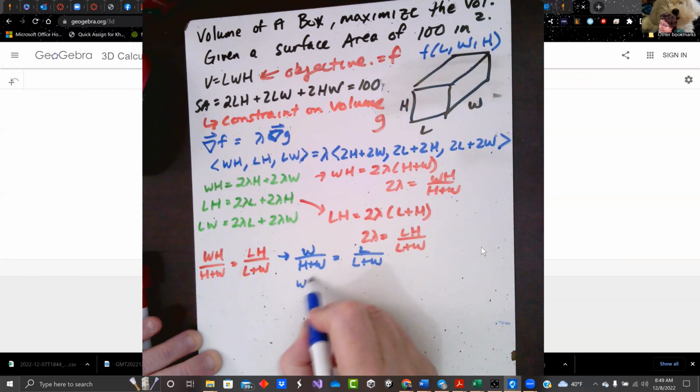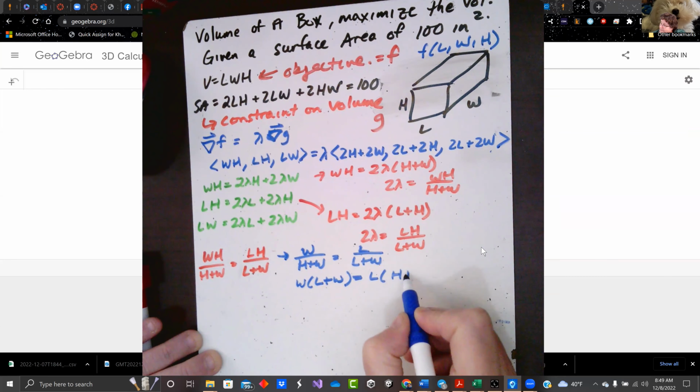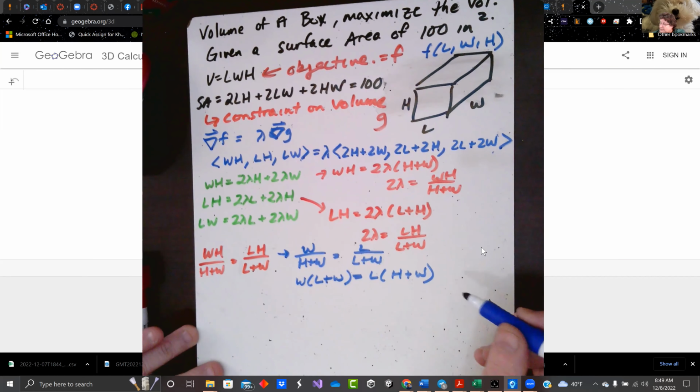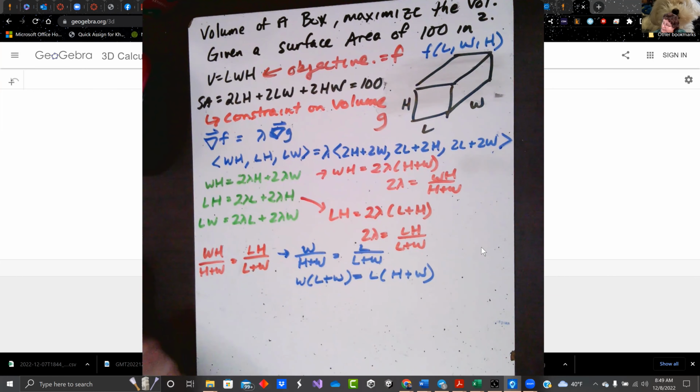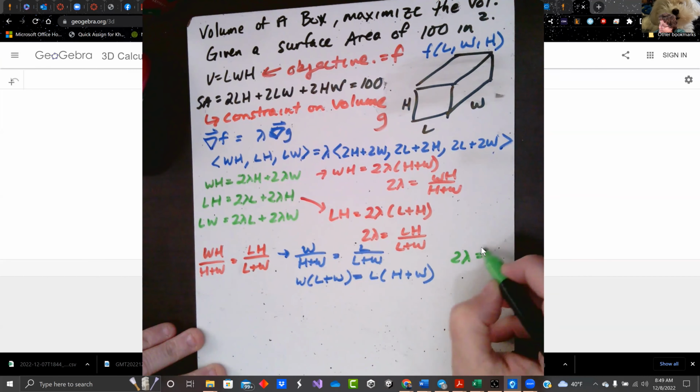So I've got W times (L plus W) equals L times (H plus W). And then I could do the third equation. If I bring in the third equation, I should get a 2 lambda. If I'm following the pattern, 2 lambda is the LW over L plus W.